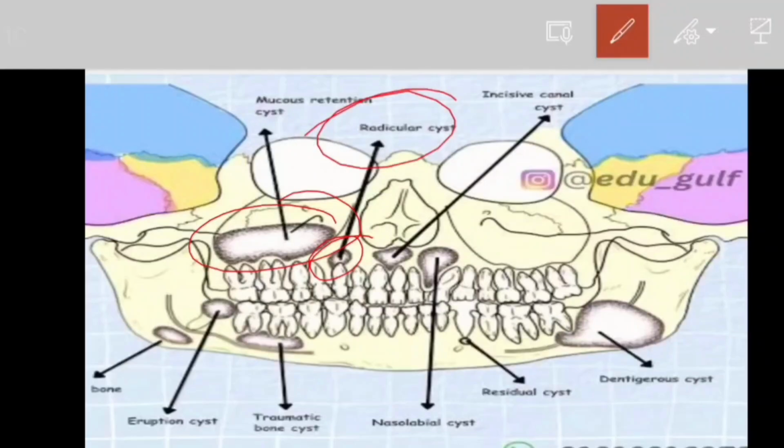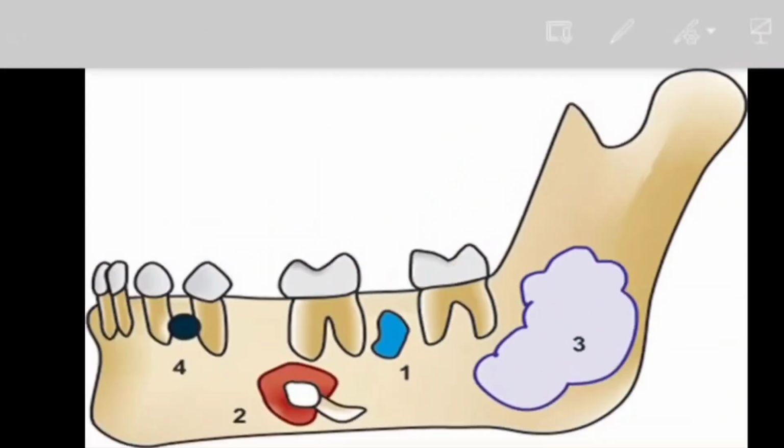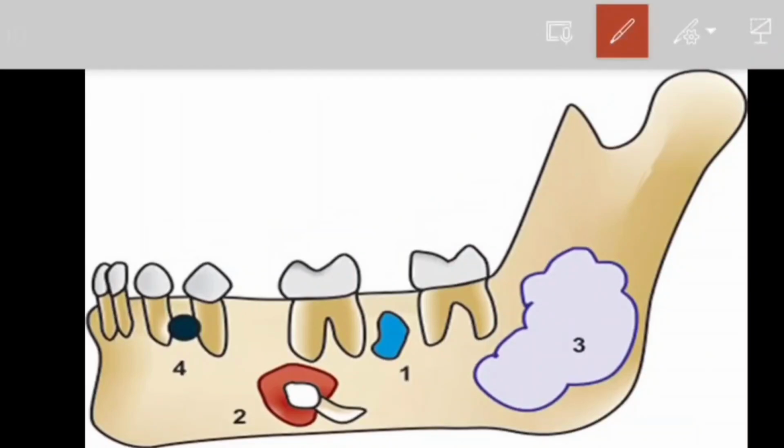Now next, in the anterior midline region of the maxilla, we can see the incisive canal cyst. Okay. So the name itself gives us the location, that is the incisive canal. And now look at this mandibular diagram, and I want you to identify these lesions by looking at their relationship with the tooth and the surrounding bone. So let's go one by one.